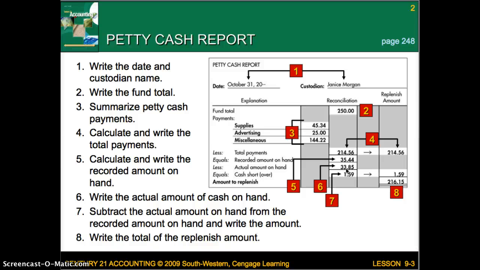Okay? The custodian prepares a petty cash report when the petty cash fund needs to be replenished. So we can't just keep spending from here and then never have $250 in here. So I'm going to put this cash short and over in here. So I was cash short, so I need another $1.59 to make up for what I need to get to 250. Okay, so when I take this 214.56 plus this 1.59 cash short, I get 216.15, and that's what I need to put back into my petty cash fund to make sure that my bag still has $250 in it.